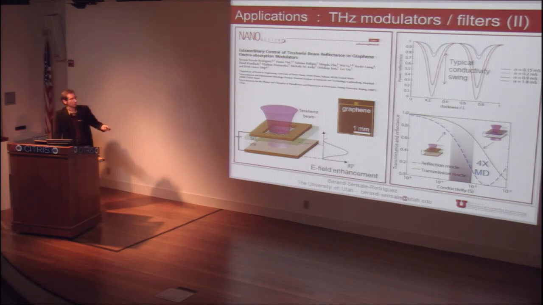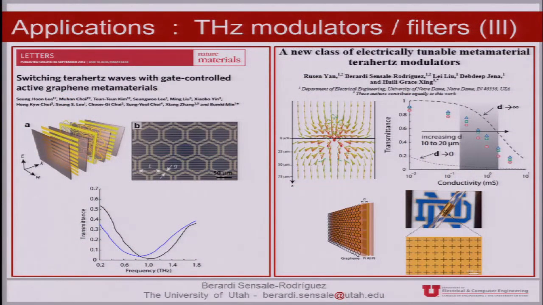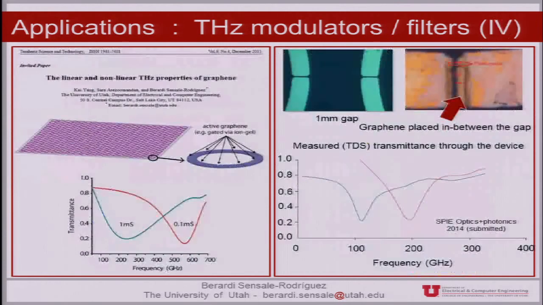You can get 4 times more modulation by cleverly engineering the cavity in this case. And you can take these concepts together with metamaterials to further improve the performance. Here, these are metamaterials, for instance, operating as modulators, that can achieve enhanced modulation depth. I'd like to mention this other device that we have recently been proposing, that is an active filter. It's a metamaterial whereby tuning the conductivity in graphene, one can change the resonance of a filter.